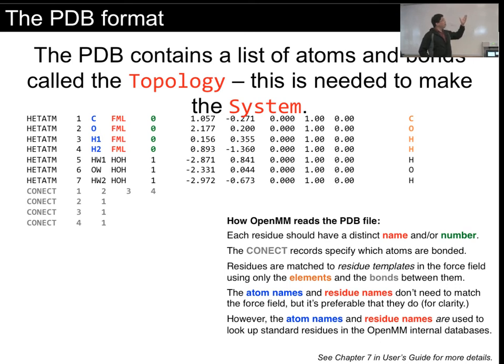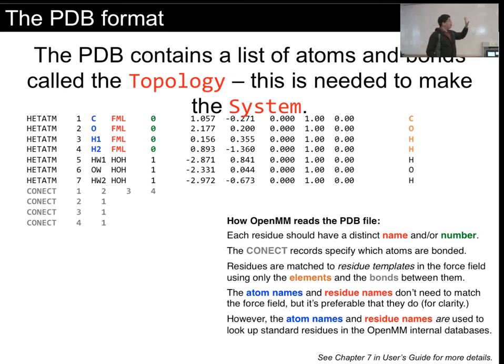So here's a really simple PDB file that I've actually just taken out of the exercise, where you have 7 atoms. The first 4 atoms belong to the formaldehyde molecule, and the last 3 atoms belong to the water molecule. The PDB specification is actually hundreds of pages, and I think we're only using a small part of what the PDB format can do. But as you can see, each residue has a name and a number, and there are also the atom names.